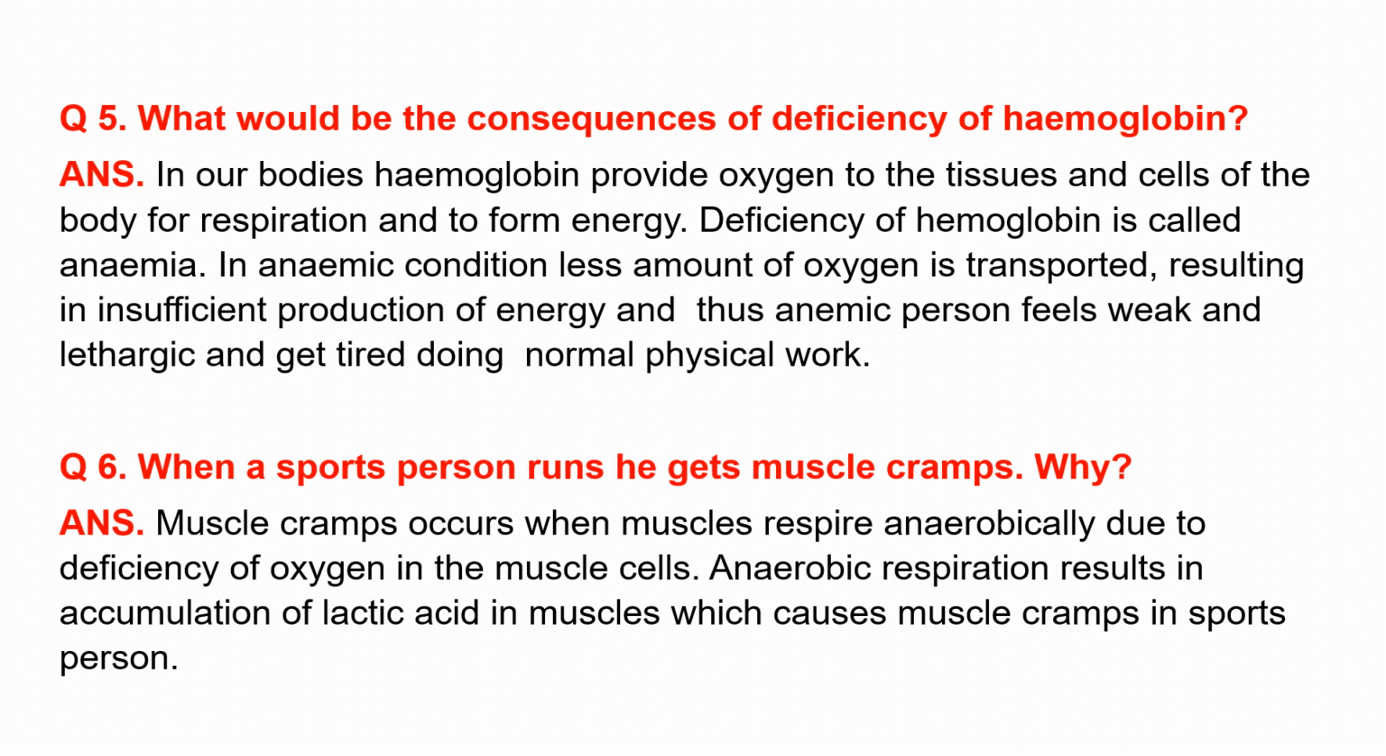Next question, students: what would be the consequences of deficiency of hemoglobin? To understand the answer to this question, first of all we should know the function of hemoglobin. Hemoglobin is responsible for transportation of oxygen because it has the ability to combine with oxygen. So in our body, hemoglobin provides oxygen to the tissues and the cells of the body for respiration, and under respiration what is formed? That is energy. So if deficiency of hemoglobin occurs in the body, then this condition is called anemia.